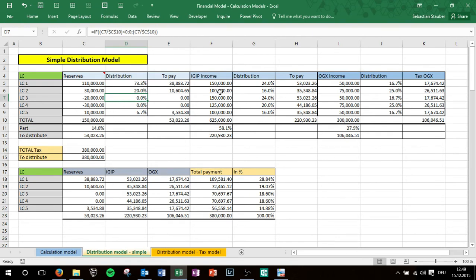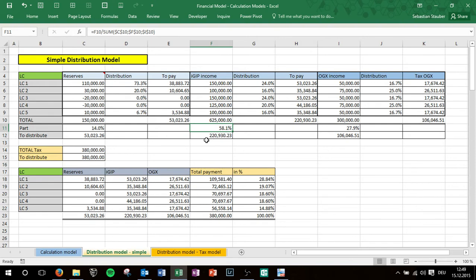In the end we have three variables, and you know exactly how many reserves the LCs have and how much income they have, so you have the totals. You can see here that IGIP is the highest, so its part, 58%, is the highest. Therefore most must be distributed from IGIP income.